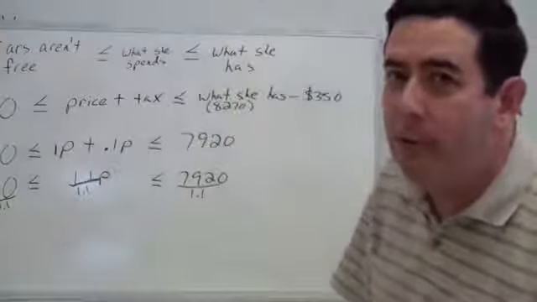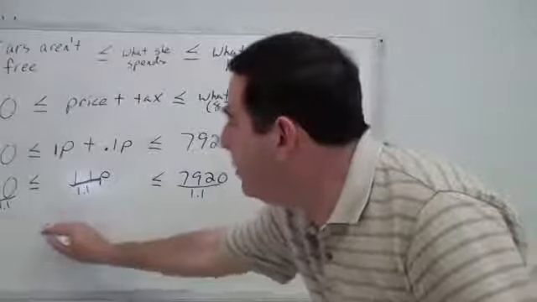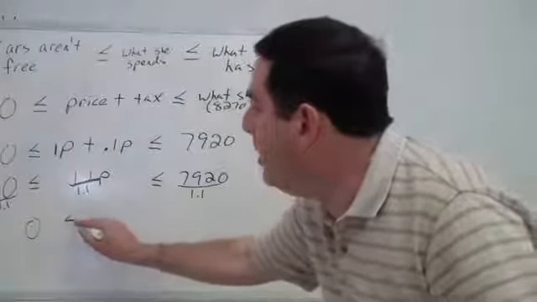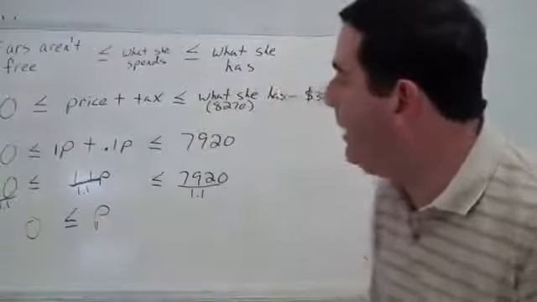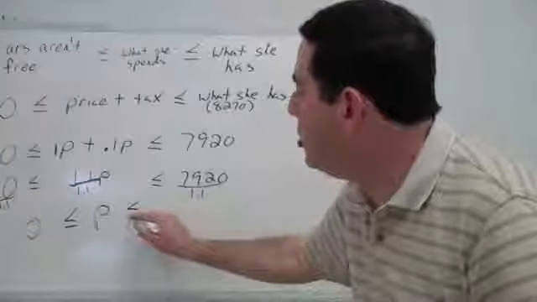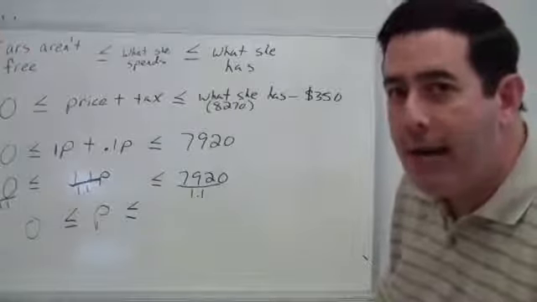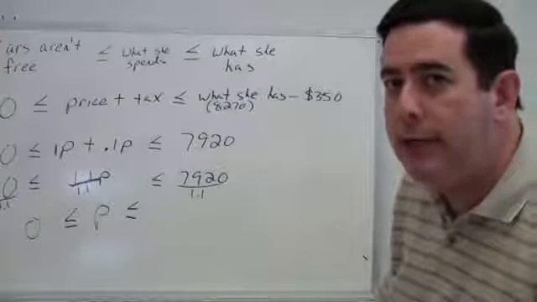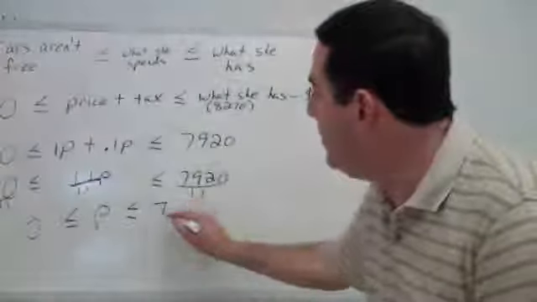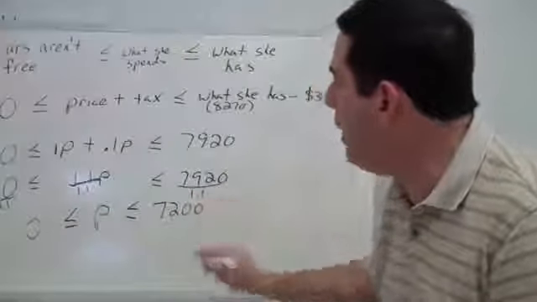When you divide 0 by something, it's still 0. Here in the middle, we've just got P left, and if you type into your calculator 7,920 divided by 1.1 and press equals, you'll see that the result is 7,200.